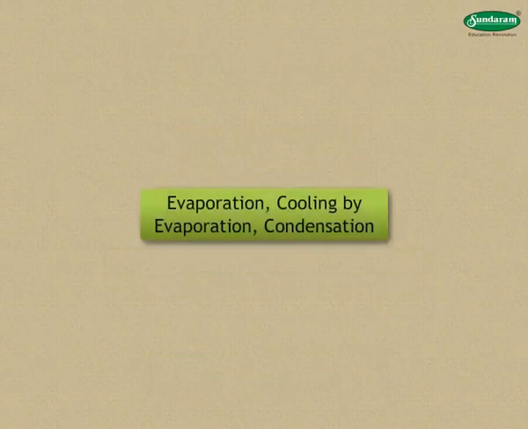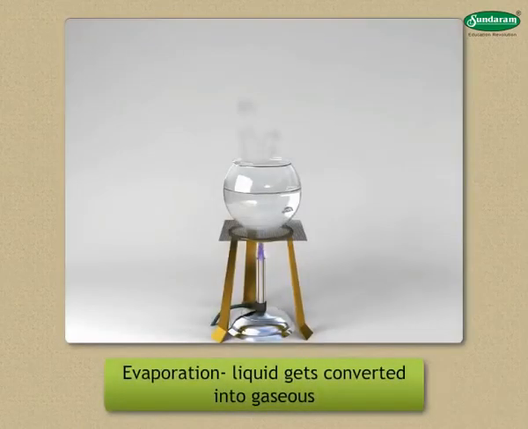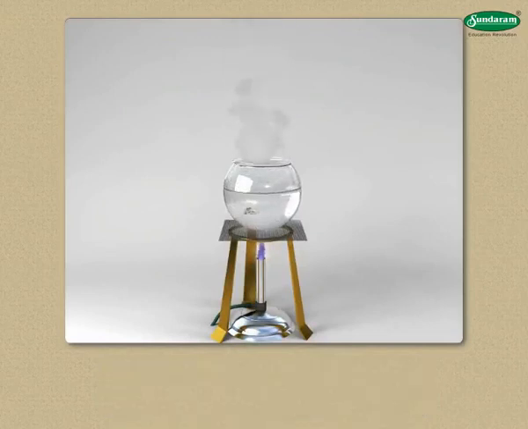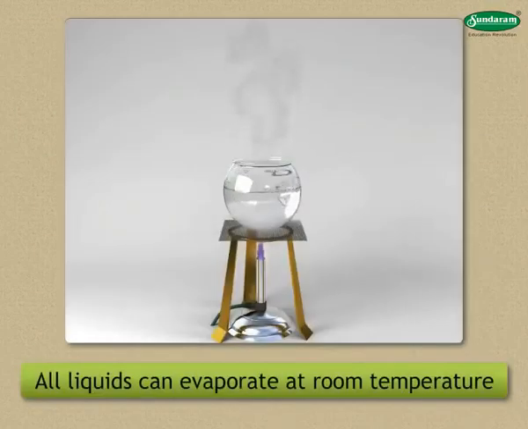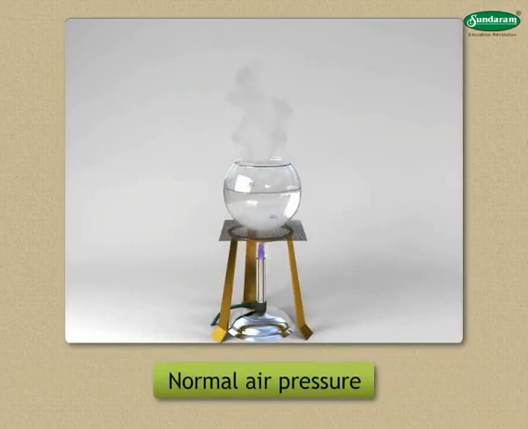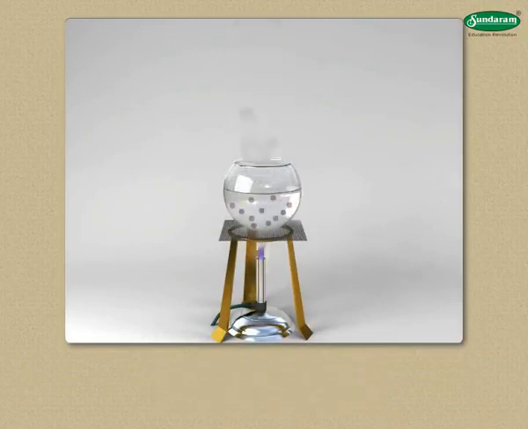Evaporation, cooling by evaporation, condensation. Evaporation is the process by which liquid gets converted into gaseous form at any temperature below its boiling point. All liquids can evaporate at room temperature and normal air pressure. It happens when atoms or molecules escape from the liquid and turn into vapor.